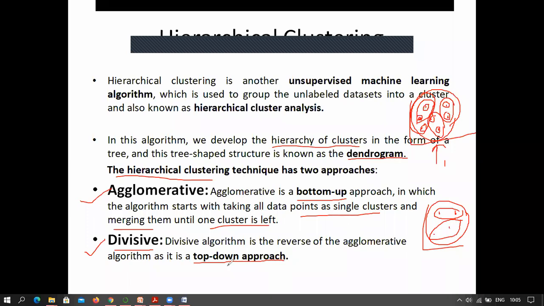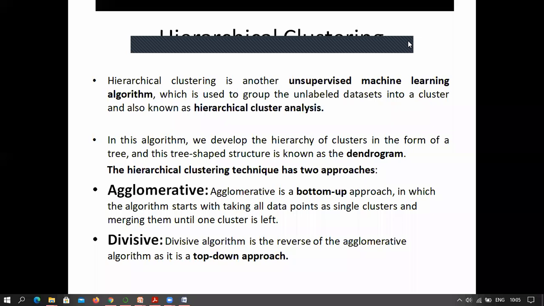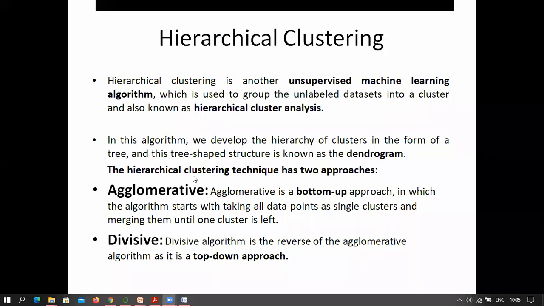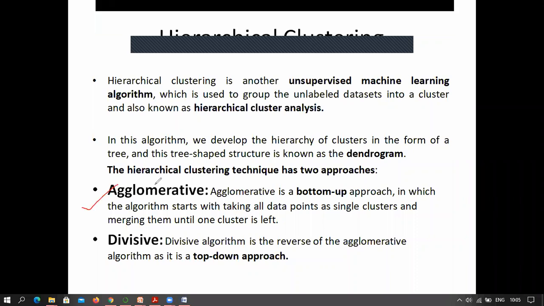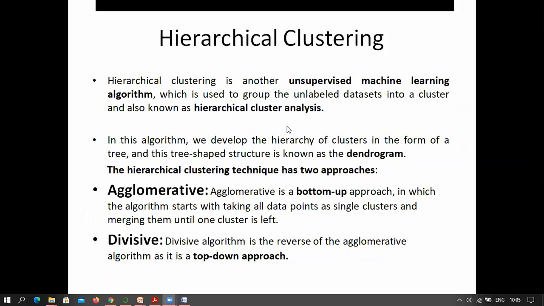Fine. So this is the basic overview so that you get the idea of what hierarchical clustering is. Under hierarchical, I will be taking only agglomerative, which is a bottom-up approach. I'll tell you how to do clustering with the help of agglomerative.